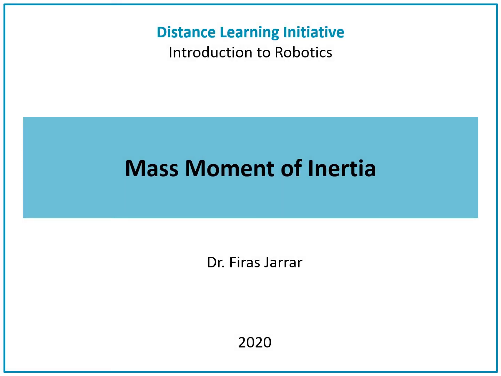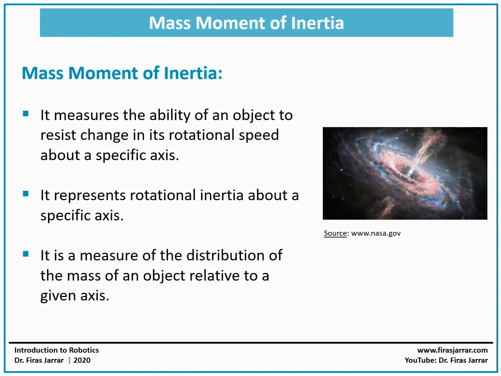Introduction to Robotics course. Today's topic is the mass moment of inertia. The mass moment of inertia is a measure of the ability of an object to resist change in its rotational speed about a given axis.